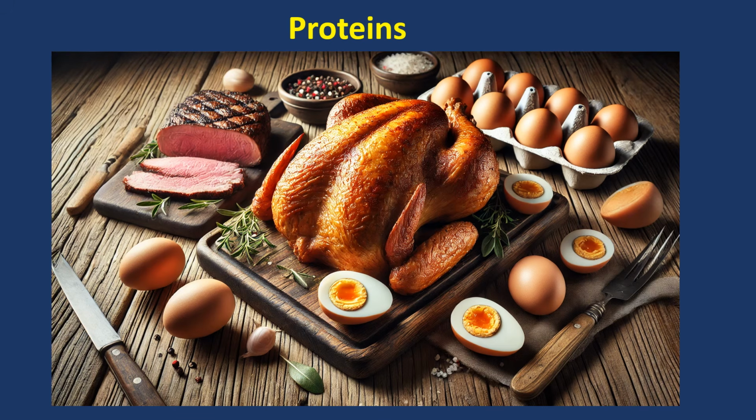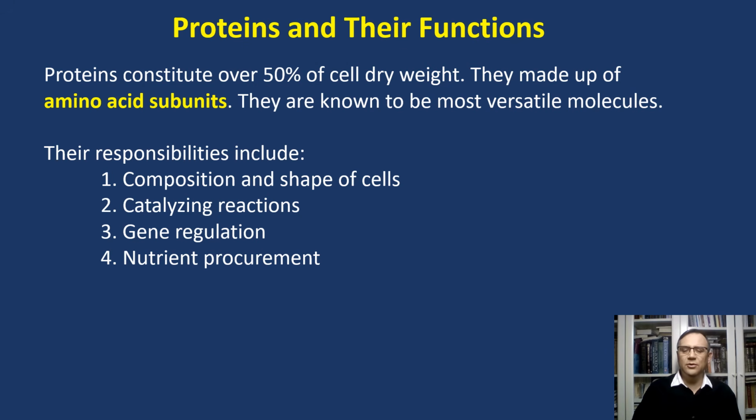The next group of polymers is proteins. Proteins are essential macromolecules found in every cell. Proteins constitute over 50% of cell dry weight. They are made up of amino acid subunits. They are known to be the most versatile molecules.